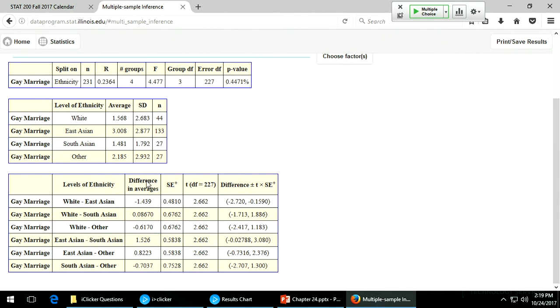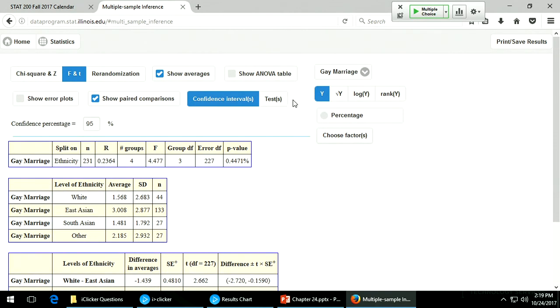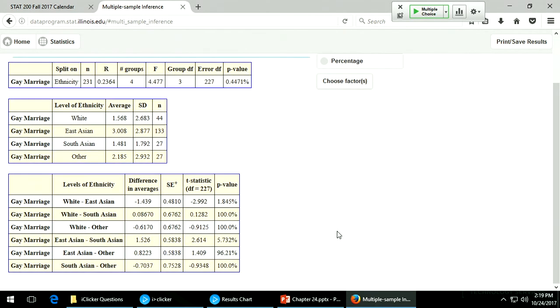So then we're going to be doing these t-tests to see which of the pairs are significant. And as you can see here, this is doing confidence intervals. Let's do tests. You can see which ones are significant. White minus East Asian is significant at the 5% level. What happened to this one? East Asian minus South Asian.